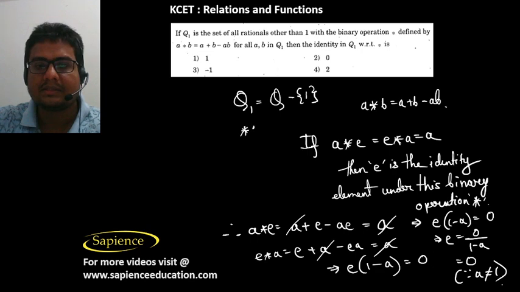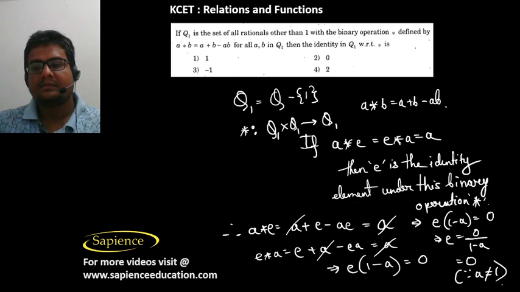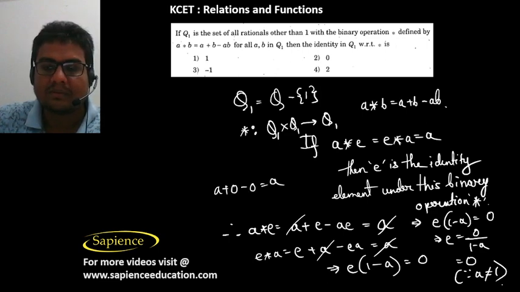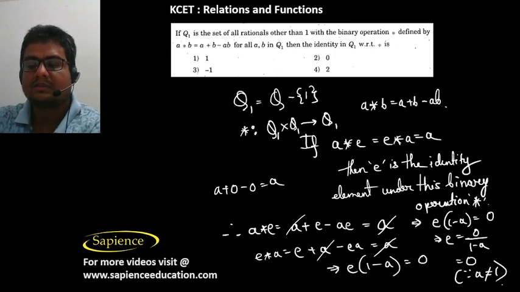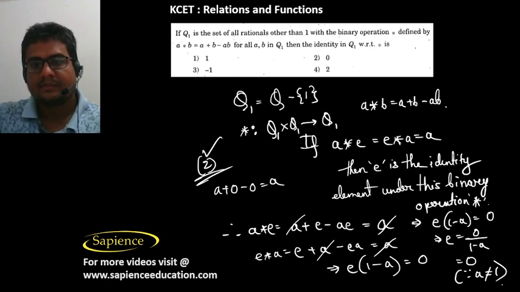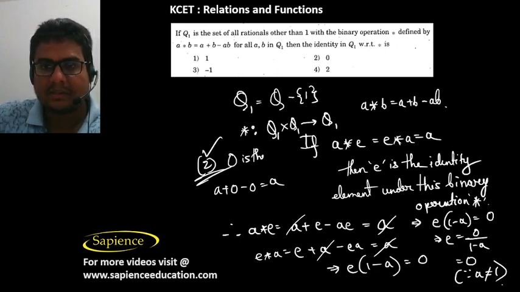So here star is the binary operation which maps q1 cross q1 to q1. So e is 0. Since a plus 0 minus 0 into a, which is 0, that will be equal to a only, and here also 0 plus a minus 0 will be a. So therefore the identity element under this binary operation star on the set q1 is 0. So option 2 is the correct answer. That 0 is the identity element in this case.